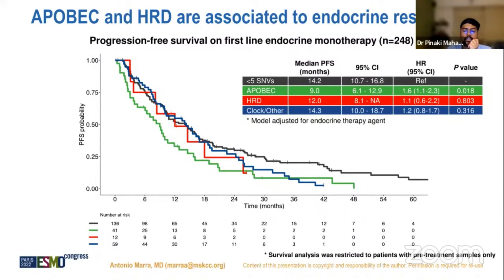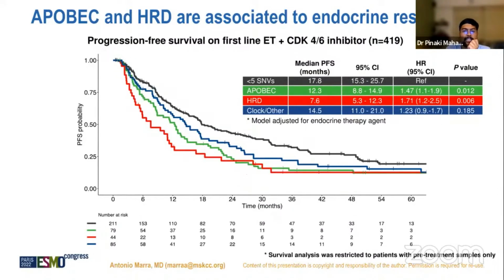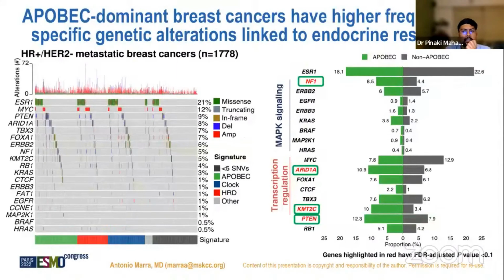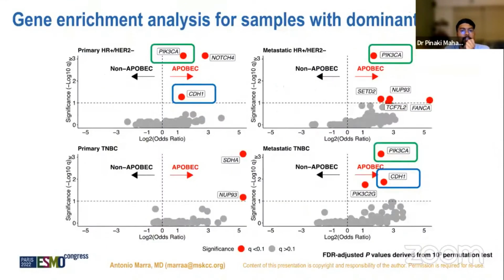The green line here shows an inferior progression-free survival with first-line endocrine monotherapy, and if these patients receive first-line endocrine therapy plus CDK4/6 inhibitors, they are also likely to do poorly. This is because of the higher frequency of specific genetic alterations such as NF1, ARID1A, KMT2C, and PTEN, which are associated with endocrine resistance. So doing a mutational signature will enable us to understand which patients are not likely to respond to endocrine therapy. If you look at the mutations also, PIK3CA mutations and CDH1 mutations are higher in patients who have this APOBEC signature.